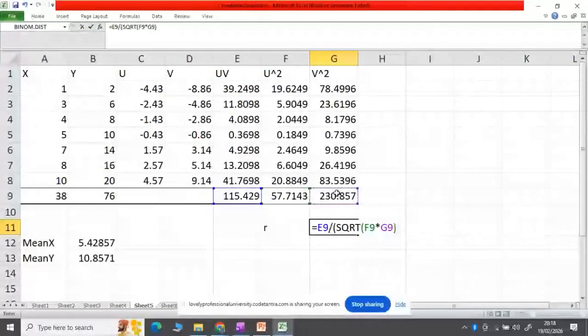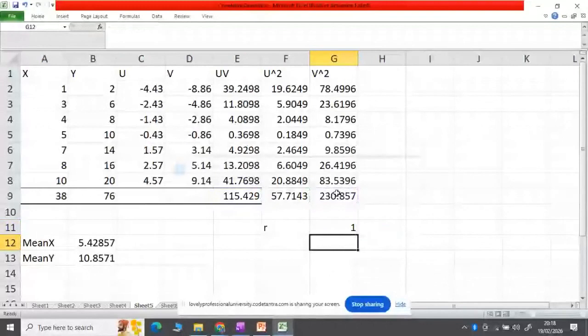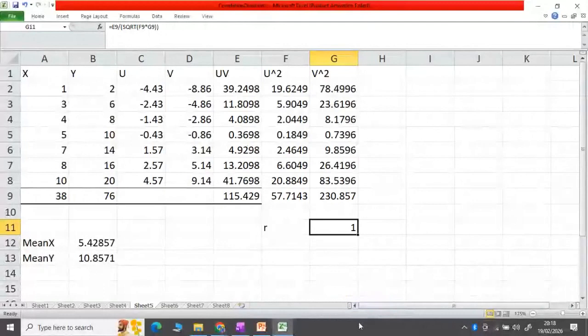So you can see my answer is coming out to be 1 by this method also. So whatever method we apply, the answer should be the same, whether you apply method 1 or method 2. Let me copy this on my worksheet.